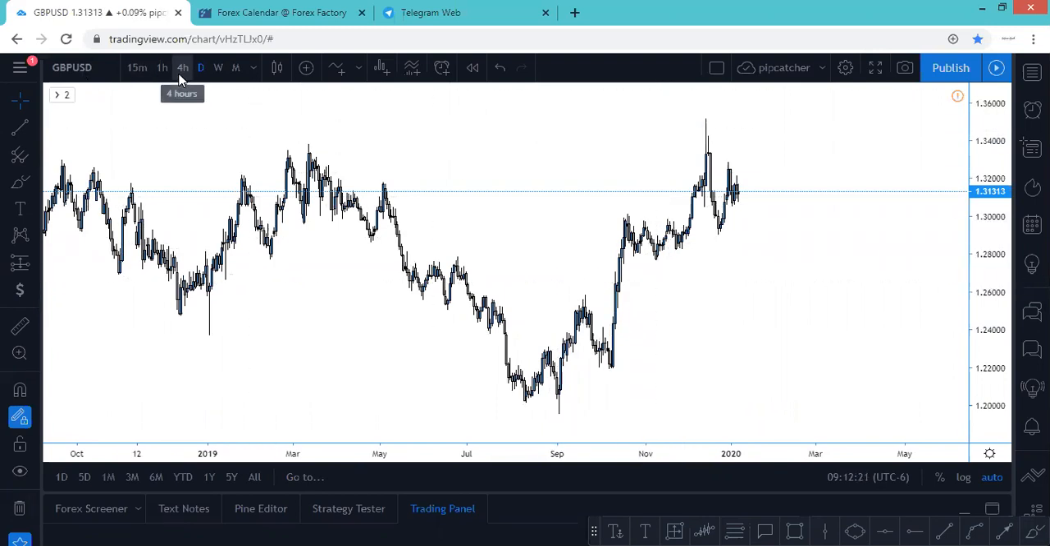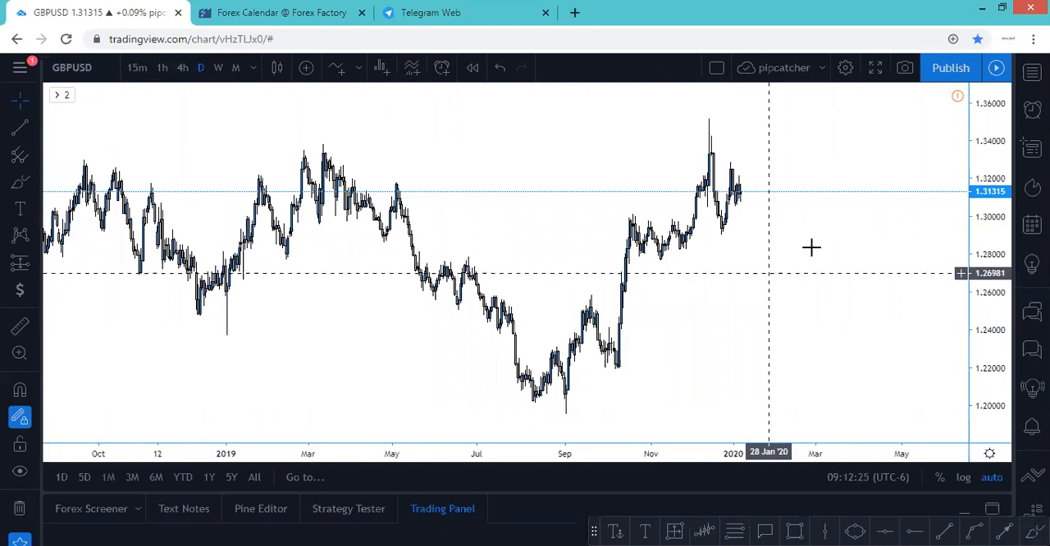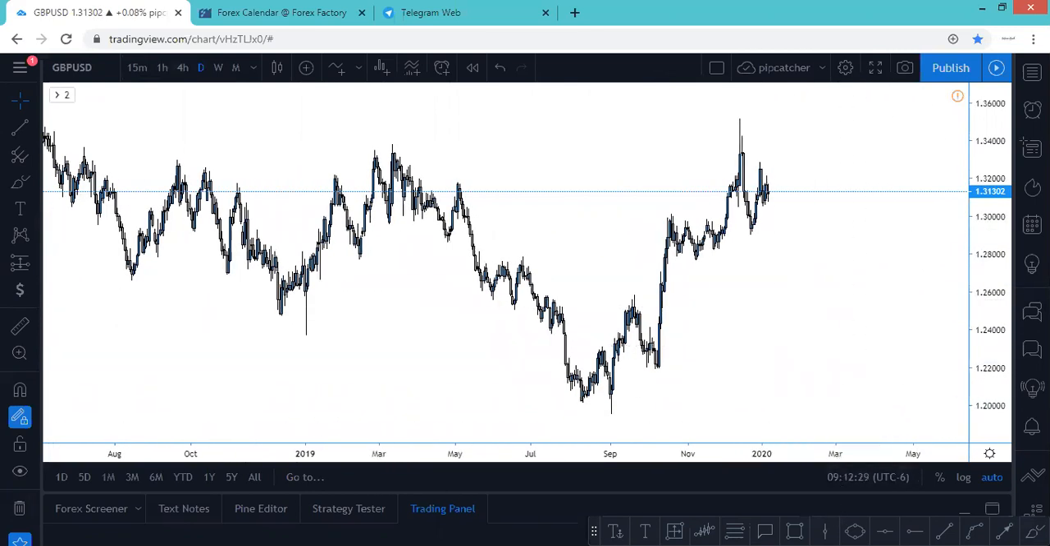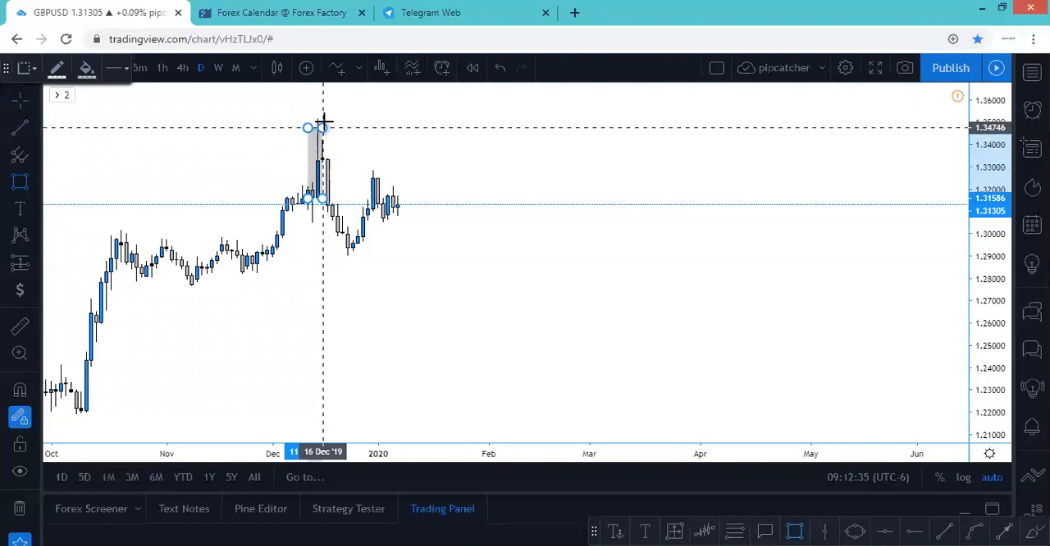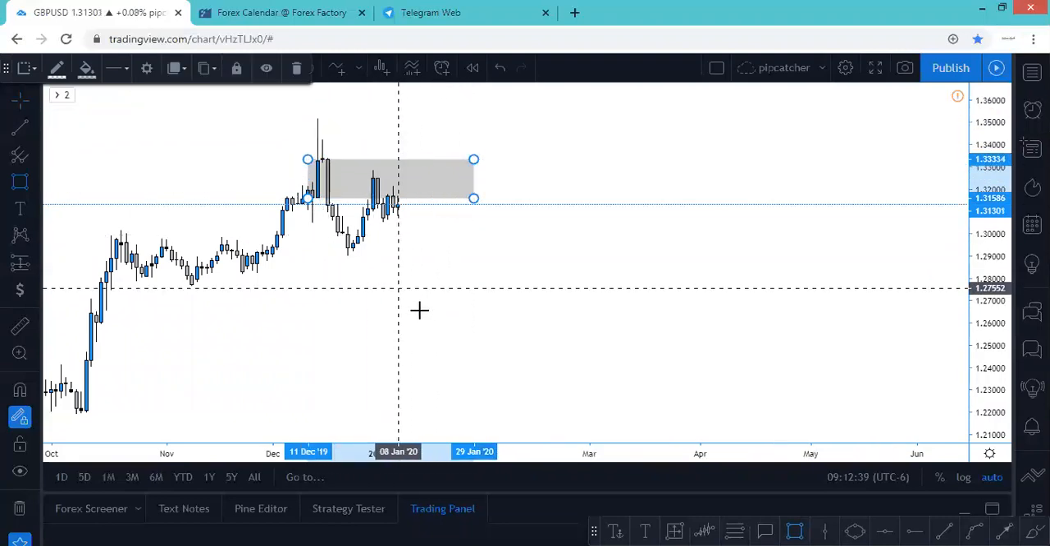I just want to make a quick video on the GBPUSD setup last night. The first thing I saw was this looking like a buy to sell move right there.